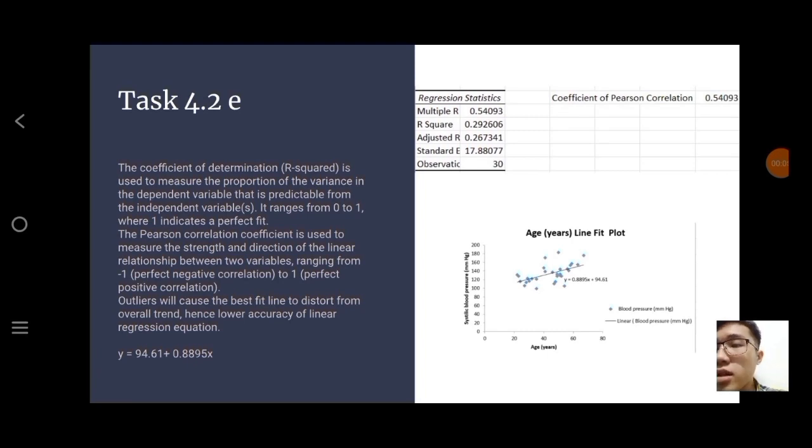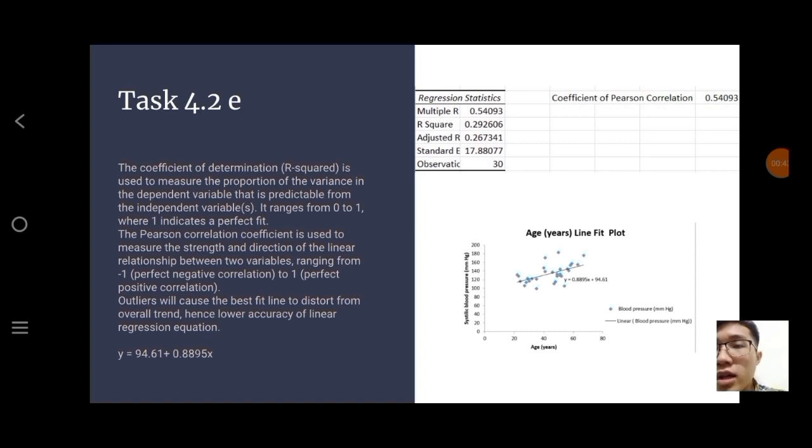The coefficient of determination R square is used to measure the proportion of the variance in the dependent variable that is predictable from the independent variable x, and it ranges from 0 to 1, where 1 indicates a perfect fit. The Pearson correlation coefficient is used to measure the strength and direction of the linear relationship between two variables, ranging from -1, which is perfect negative, to 1, perfect positive.